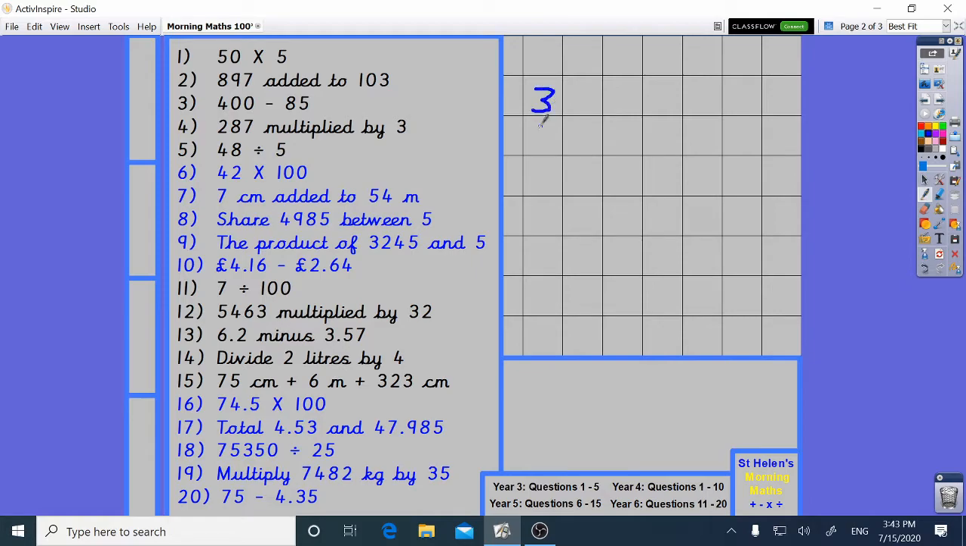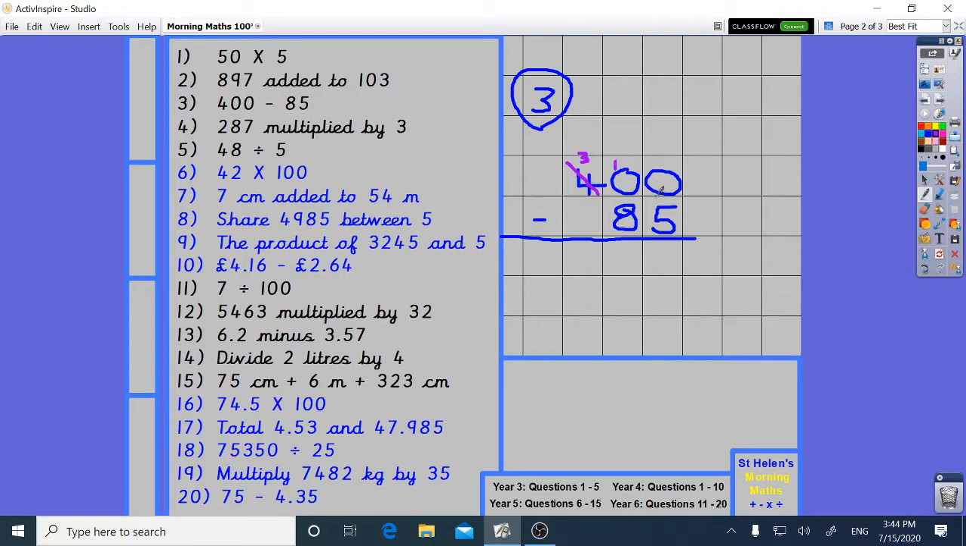400 take away 85. Line it up down the right. Be careful with your lining up. Make sure it's like mine. 0 take away 5 is not 5 and it's not 0. We need to do some borrowing. 0 take away 5, we can't borrow from here, so we borrow from the 4. It goes down to a 3. 400 goes down to 300.